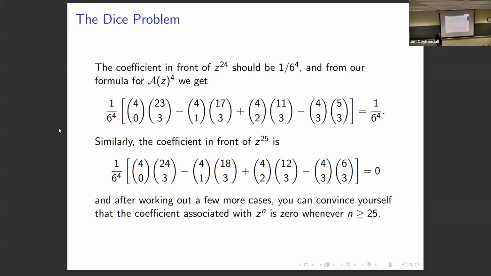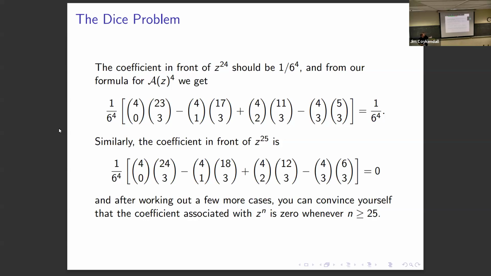If you check the coefficient in front of z to the 24, we know it's going to be 1 over 6 to the 4. Obviously, there's only one way to get a 24 when you roll 4 dice. When you use that complicated method I had on the previous slide, the coefficient looks like this. Again, this also suggests that there is a counting argument. It's probably pretty crazy. So this guy turns out to be 1 over 6 to the 4. Verify that. And then if you look at the coefficient in front of z to the power 25, it turns out to be 0. And you can play around with the others, you're going to get zeros from 25 on up.